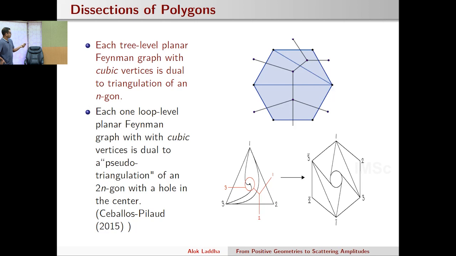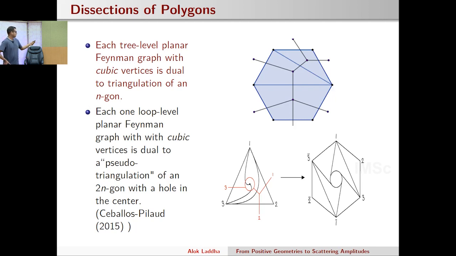And in fact, what is probably not very well known is that we could even do it with graphs which have genuses. So if you take, say, 1 loop Feynman graphs, and let's say for simplicity we only look at cubic vertices, then one can associate to it a triangulation not of the usual planar n-gon, but of a 2n-gon with a hole at the center. So if you look at the figure on the right, you can check that the triangulation is dual to a 1 loop graph, which is shown in red on the right hand side of the figure.